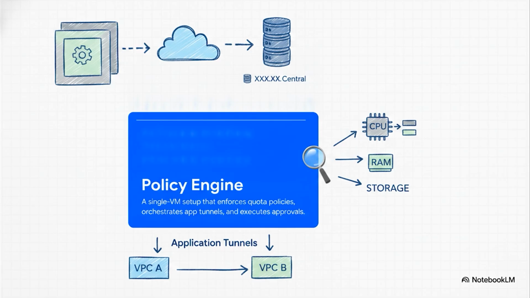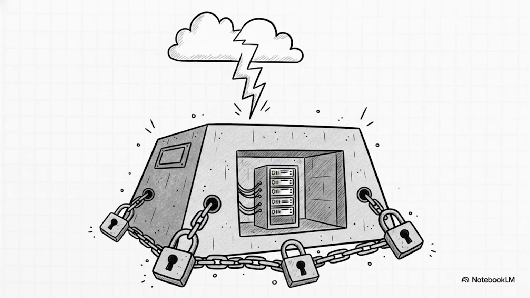It needs its own dedicated IP address when you enable it. It sits there actively enforcing resource quotas for compute, memory, and storage, and it also handles orchestrating application tunnels on your VPCs. Let's throw a curveball with a second scenario.